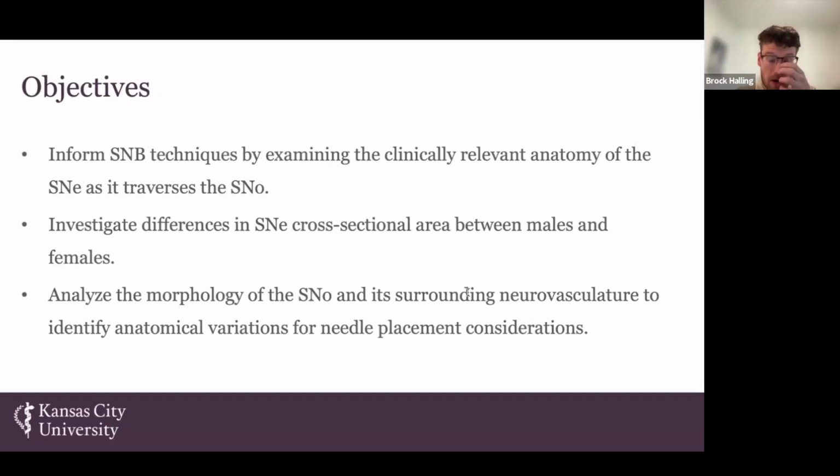A little bit of background on why we did what we did looking at the suprascapular nerve. I had a pain management rotation during my third year where my preceptor performed a ton of these blocks. He did different forms of peripheral nerve blocks as well as peripheral nerve stimulator implants. And one of the areas of interest that we discussed was the suprascapular nerve and its course through the suprascapular notch, as well as the branching behavior.